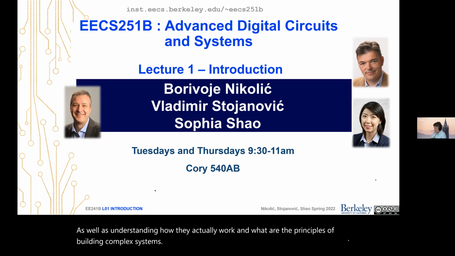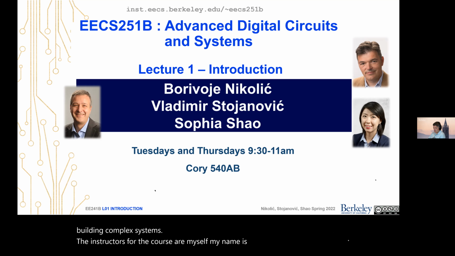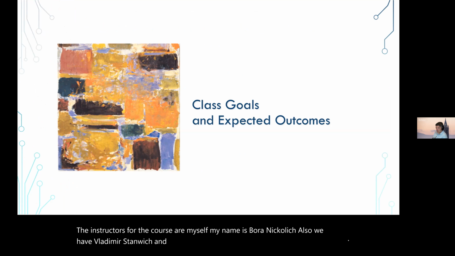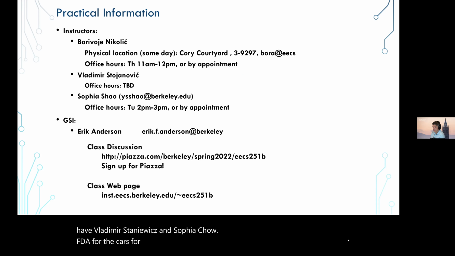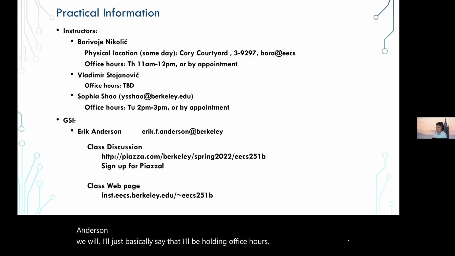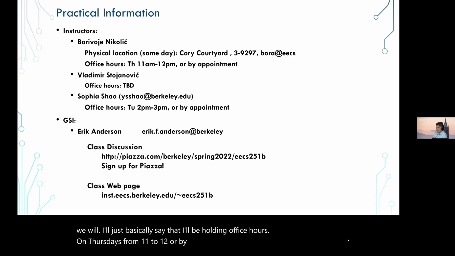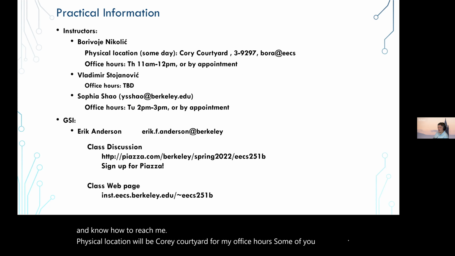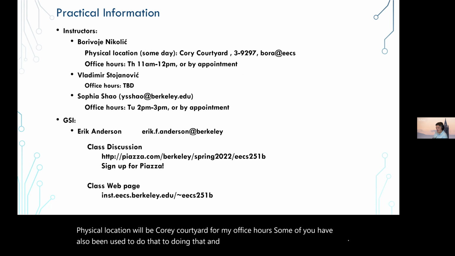The instructors for the course are myself, my name is Borivoje Nikolic, and also Vladimir Stojanovic and Sophia Shao. The TA for the class is Eric Anderson. I'll be holding office hours on Thursdays from 11 to 12, or by appointment. Most of you know me and know how to reach me. The physical location will be Cory Courtyard for my office hours. Some of you have been used to doing that. And at some point, if it is raining, we'll find some place where it is not raining, like my office.